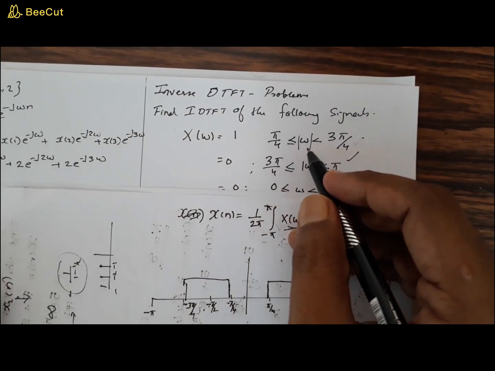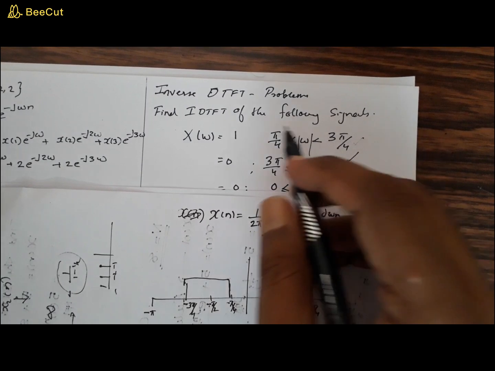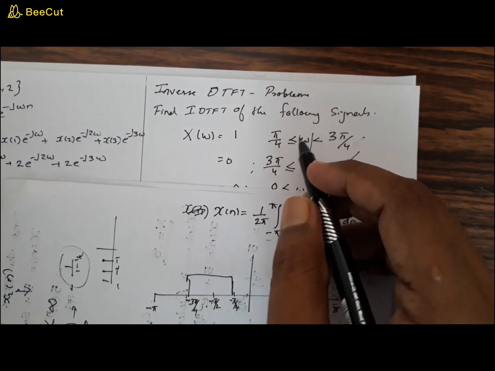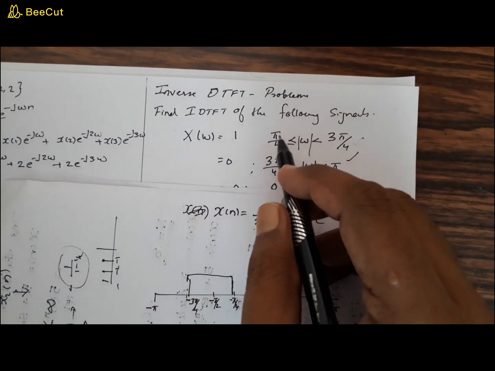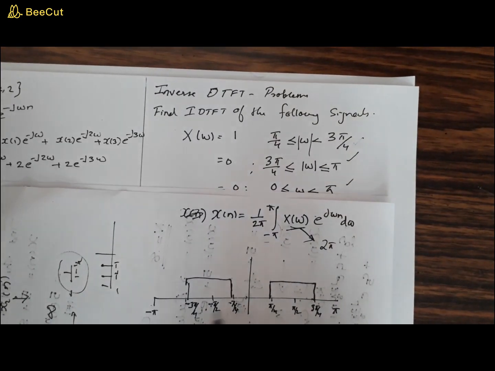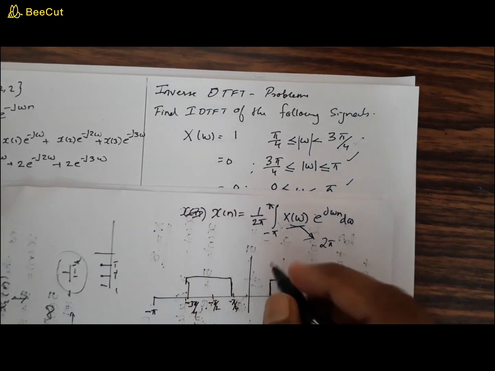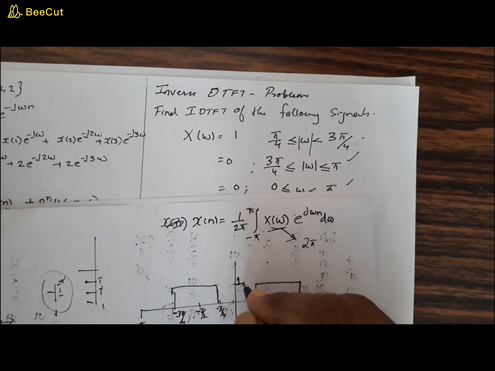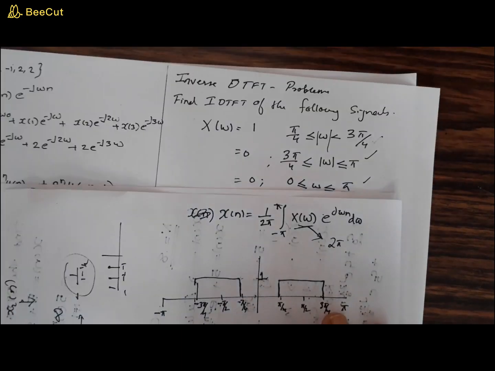Because this is the magnitude, the meaning is omega can be both negative and positive. Whatever may be the value, it ranges from minus pi by 4 to 3 pi by 4, and its value is equal to 1. Okay, now let us see.